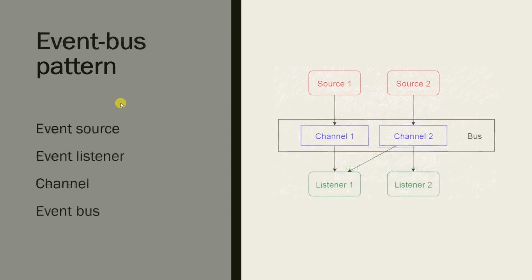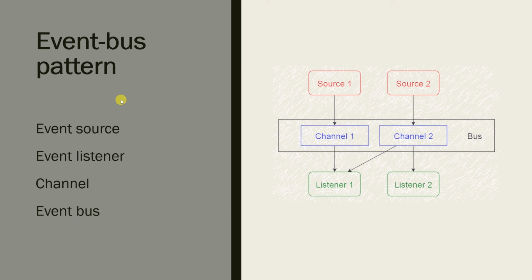The next one is the event bus pattern. This pattern primarily deals with events and has four major components: the event source, the event listener, the channel, and the event bus. Sources publish messages to particular channels on an event bus.